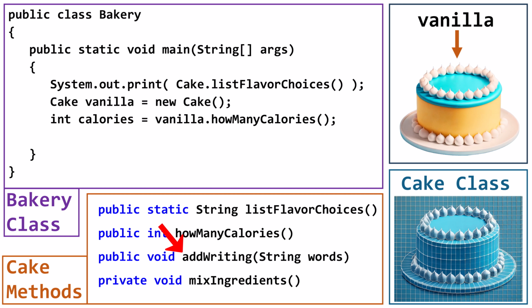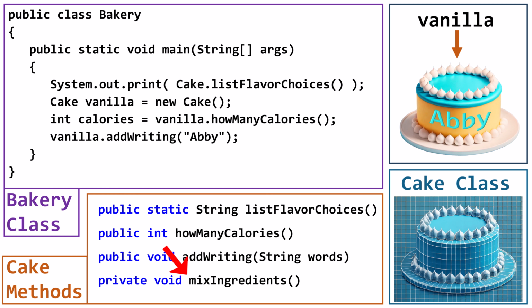Next, we want to call the addWriting method. It is a non-static method, so we must call the behavior from an object. It has a void return type, so no data is returned. The addWriting method has a string parameter. That means when we call addWriting, we need to pass a string argument. The argument we pass will populate the words parameter, affecting how the addWriting method behaves. When we call the addWriting method, it modifies the object. Some methods modify objects while others don't.